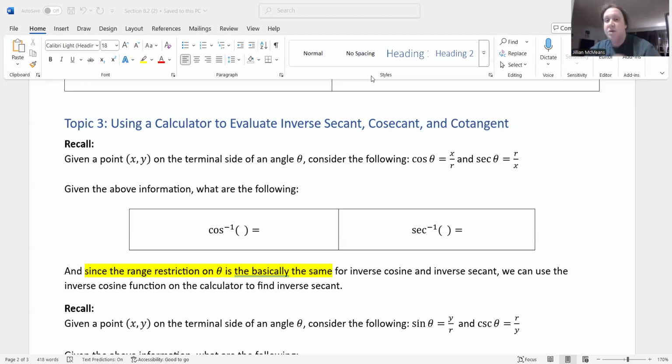Okay. So let's first talk about cosine and secant. So cosine inverse and secant inverse, really. We have to go back to what we learned in, goodness, like 7.3, 7.4, something like that. Back then, we learned that if we have a point, we'll call it (x, y), on the terminal side of an angle theta, we have the following ratios. For cosine, cosine of theta would be the ratio x over r, and secant of theta would be the ratio r over x. That should make sense because secant and cosine are reciprocals of each other, so those ratios should be reciprocals of each other too.